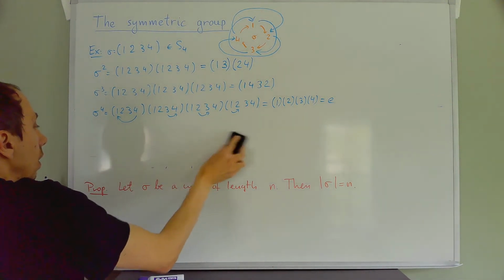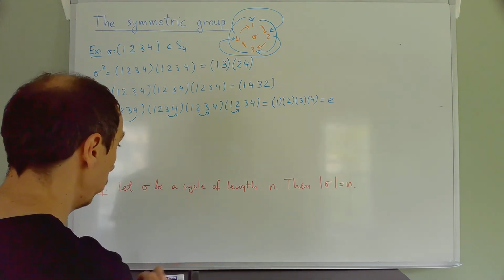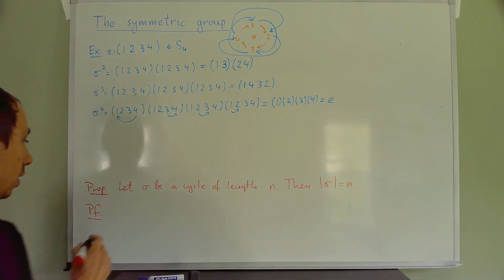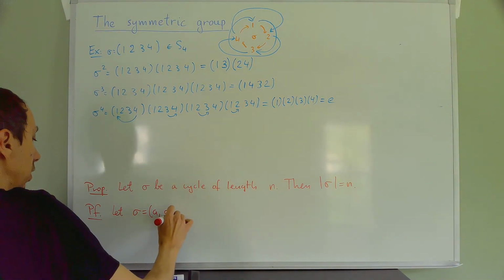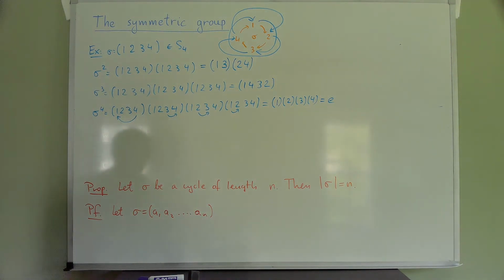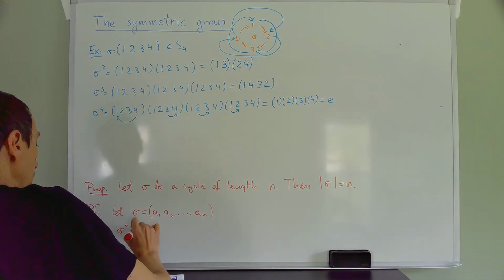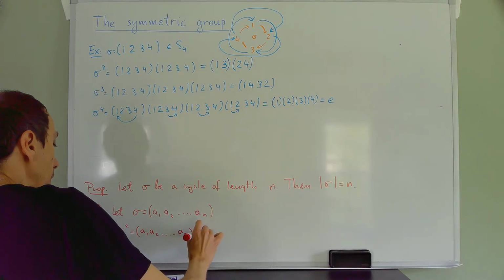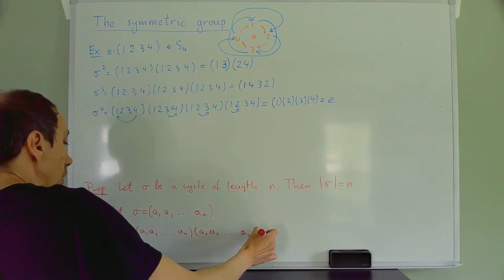So, how do you prove it in general? Well, the same way. Let's prove the proposition here. I'm just going to sketch the proof. So, let sigma be the cycle (a1 a2 ... an). Okay? And now what happens if I compose sigma with itself? What do I get?